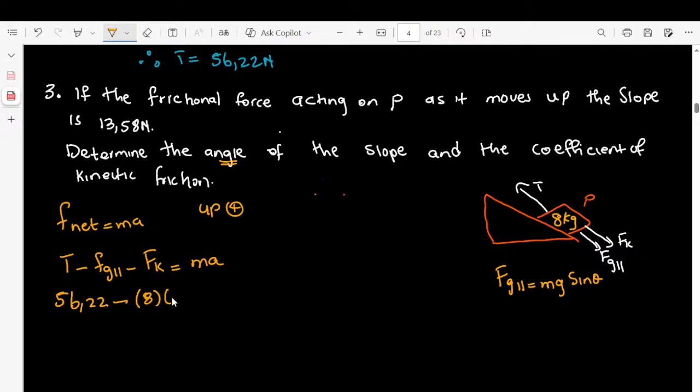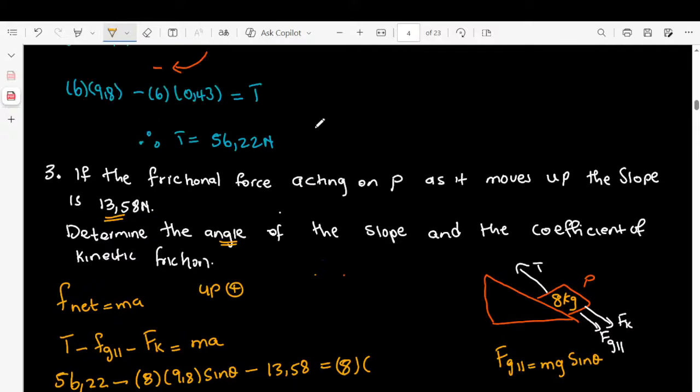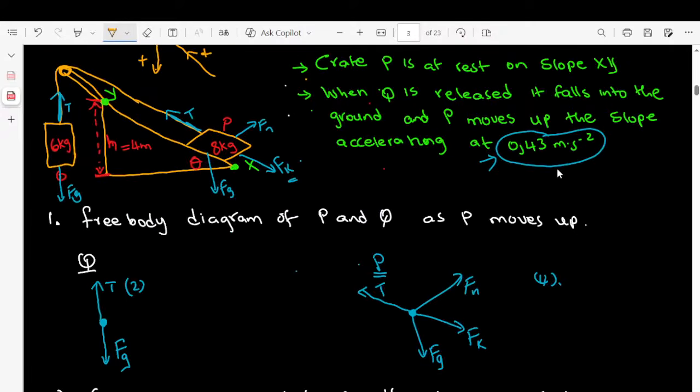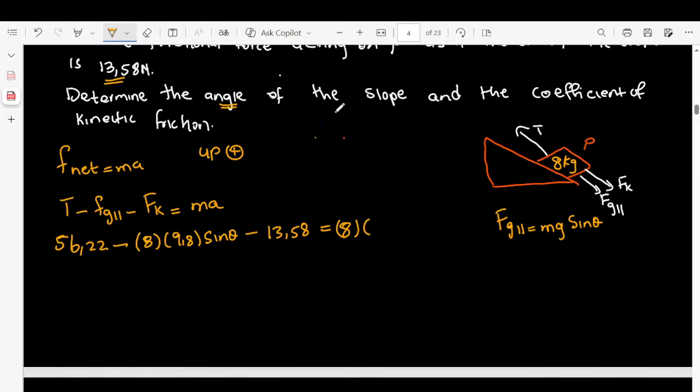We need to multiply this with 9.8 sine theta, minus the frictional force that was given as 13.58 newtons. Let's equate this to ma. But remember, we know that the mass is 8. We know that the acceleration was given as 0.43. So I'm just going to substitute 0.43.